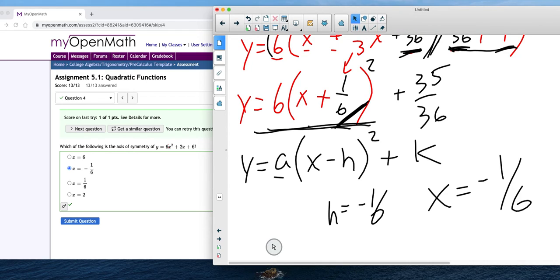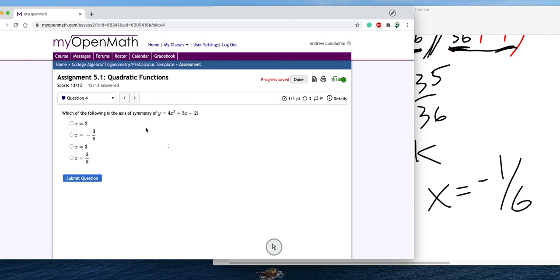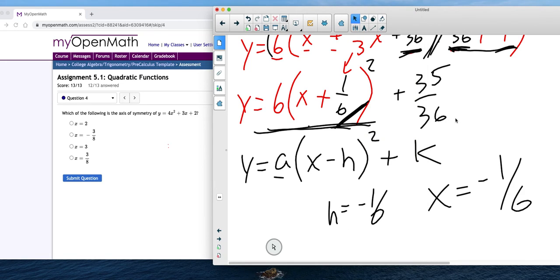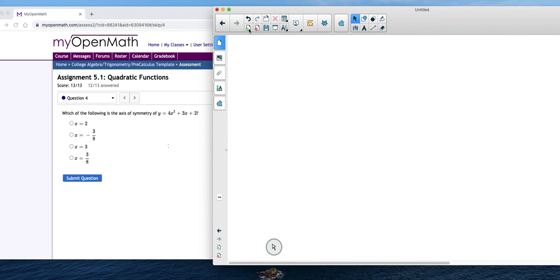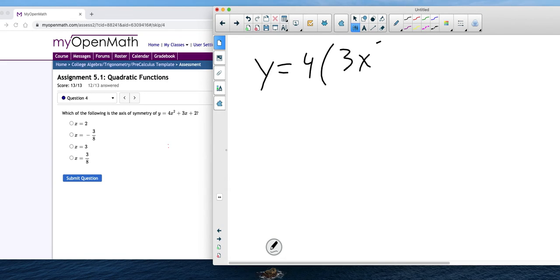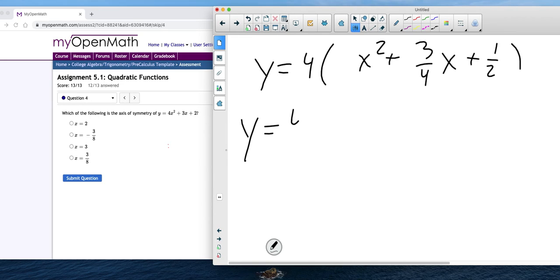I'm going to try another problem here, just a little different question maybe. All right, I'll try this one. Not a whole lot different, but I think two examples is better than one. So here we go. Again, factor out the 4. Whoops. If I factor a 4 out of the first term, it disappears. The next term would be 3/4. The last term would be 1/2. Give yourself some space, because we're going to add and subtract something here.